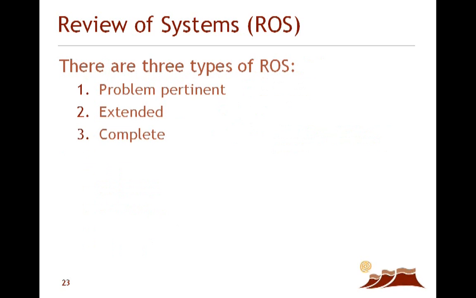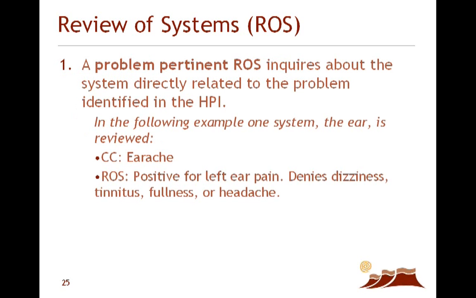And think of generally 3 types of review systems. The problem pertinent, number 1, where you want to hone in more on that particular problem. In this example, the earache. So you're asking what could be related symptoms. In this example, it's dizziness, tinnitus, fullness, or a headache, in addition to the specifics that you cover in the HPI about the earache.